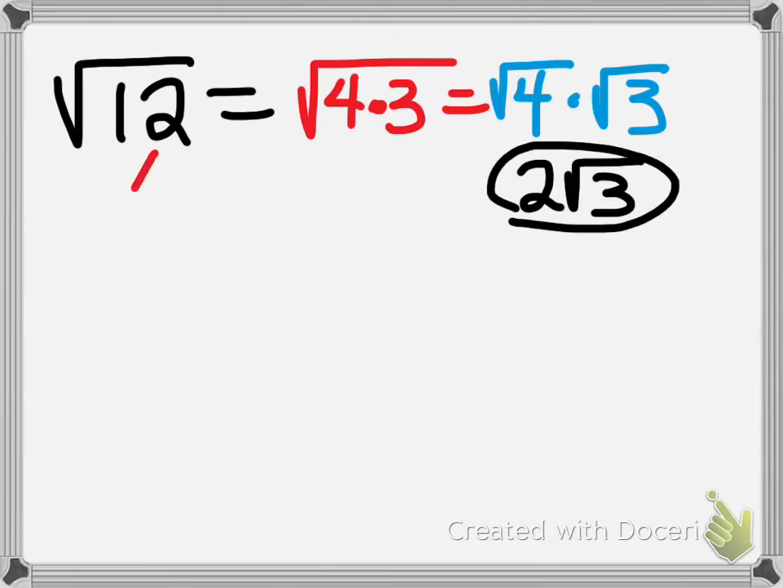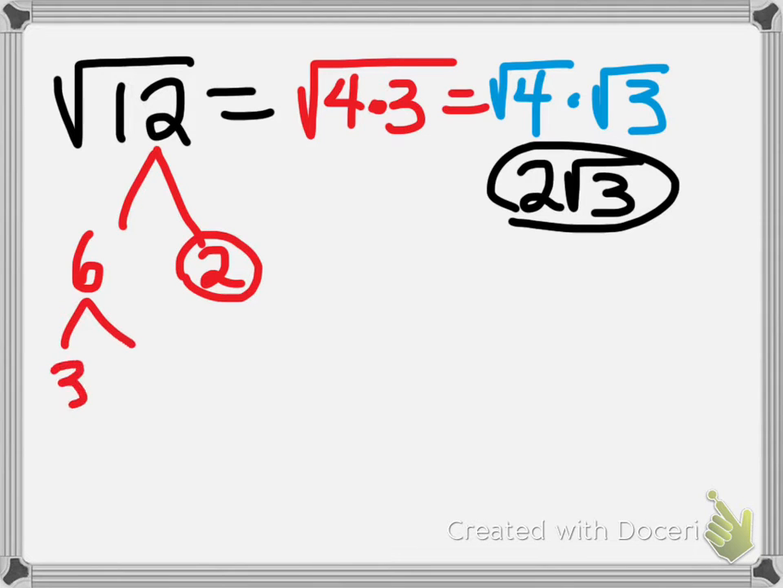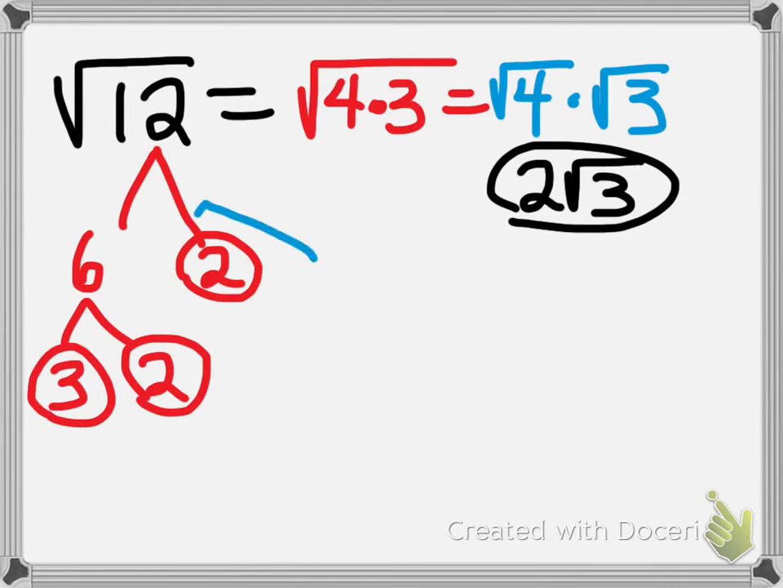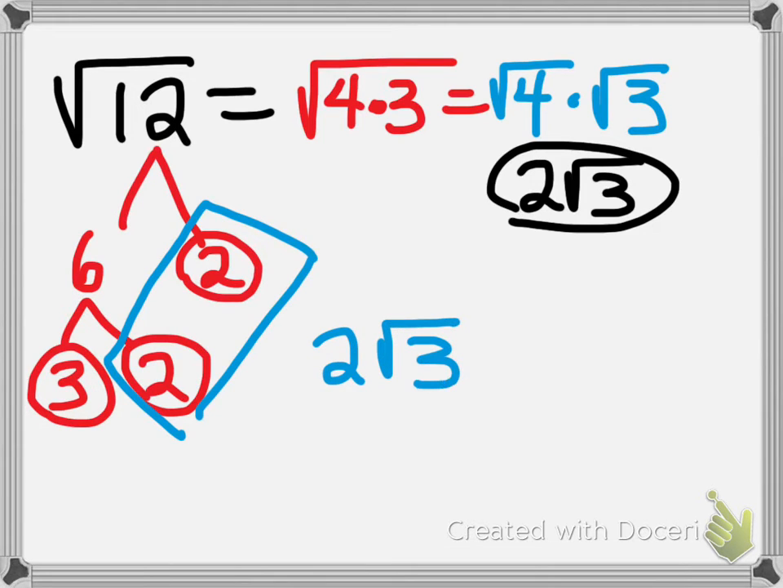If we use a factor tree, we can use any number. So if we use factors of 6 and 2, 2 is a prime number, 6 is not, so I continue factoring and I circle 3 and 2 because they're prime numbers. Notice I have 2 2's, so that tells you the 2 goes outside the radical and the 3 inside the radical. I get the same answer whether I use the factor tree or the perfect squares.